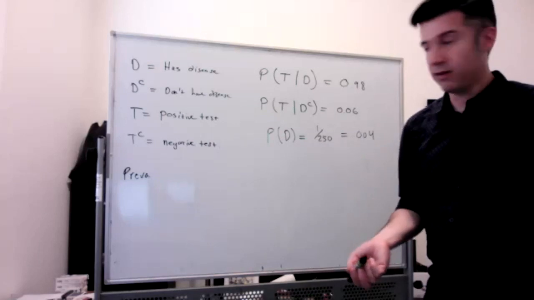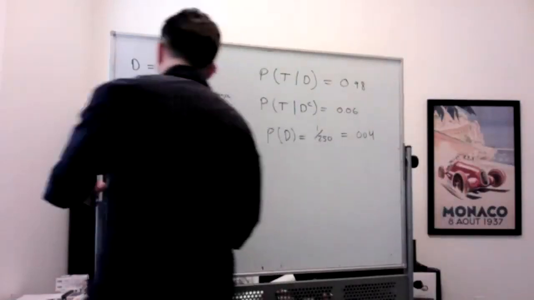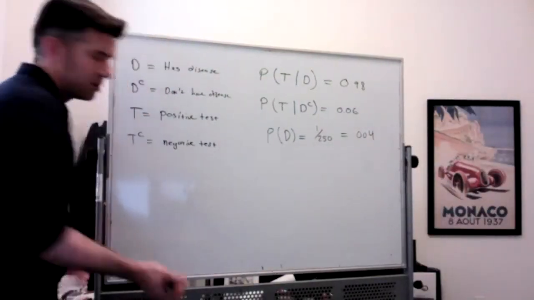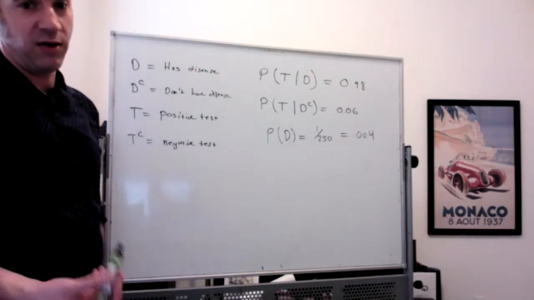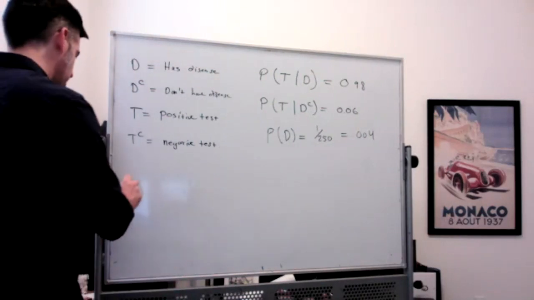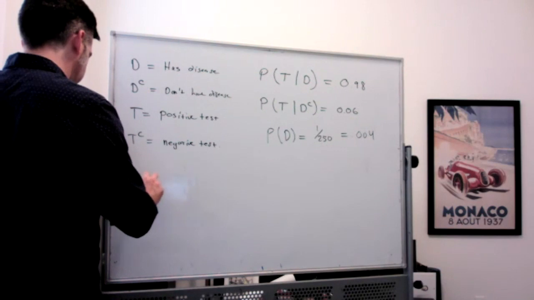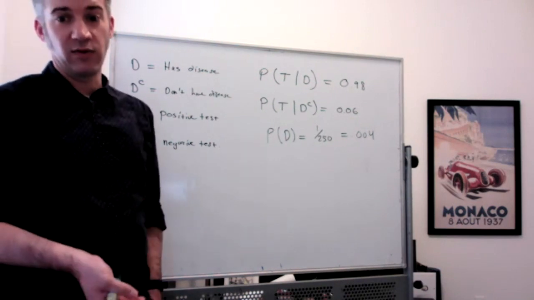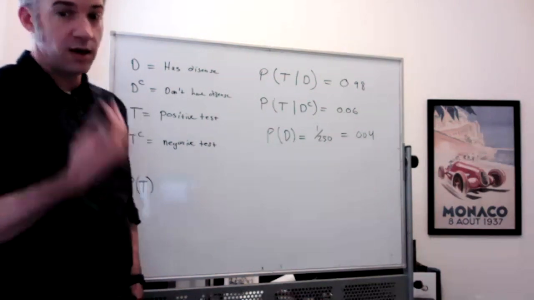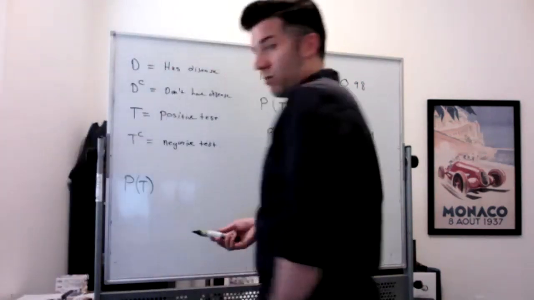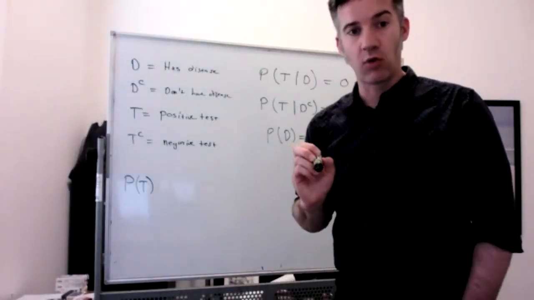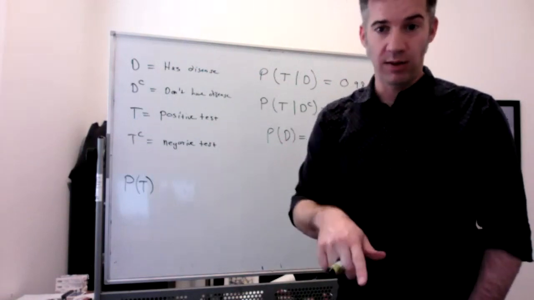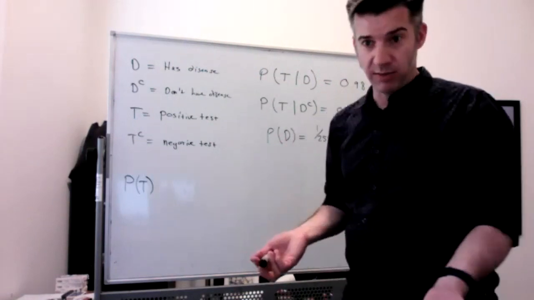So we want to find the probability that, and we're going to start off simple, we want to find the probability that someone has a positive test. So what's the probability of a positive test? Well, for a lot of these problems, it's really useful to make a tree diagram. So my tree diagram is going to be a little bit different than the one in the notes because I like to write all the possibilities.